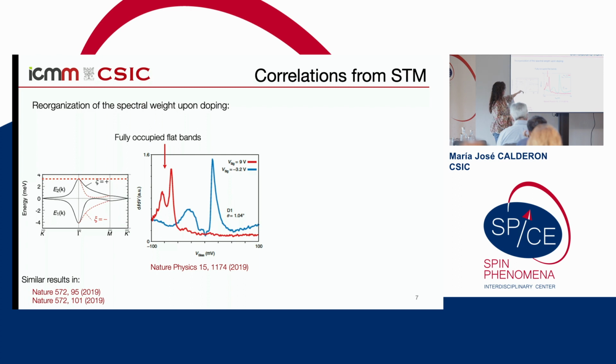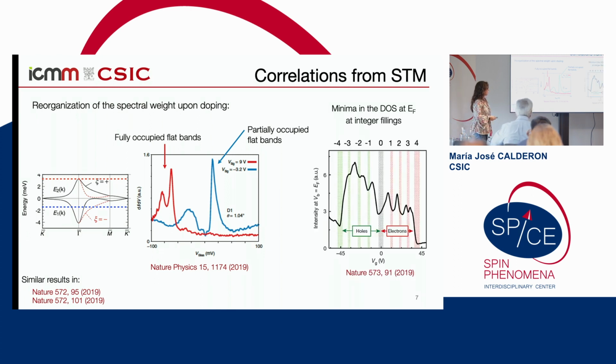And if you are in some other filling, so partially occupied flat bands, then you have something completely different. So what we see here is that there is not a rigid band shift of the bands, and this is one signature of strong correlations. Another observation was that when you apply this gate bias and change your filling of the bands from -4 to 4, there are dips in the conductance at the integer fillings. Okay? And this is also something that we expect from strong correlations.